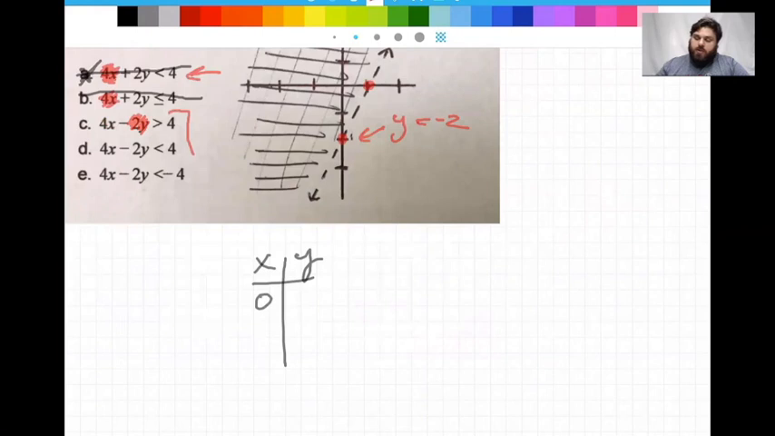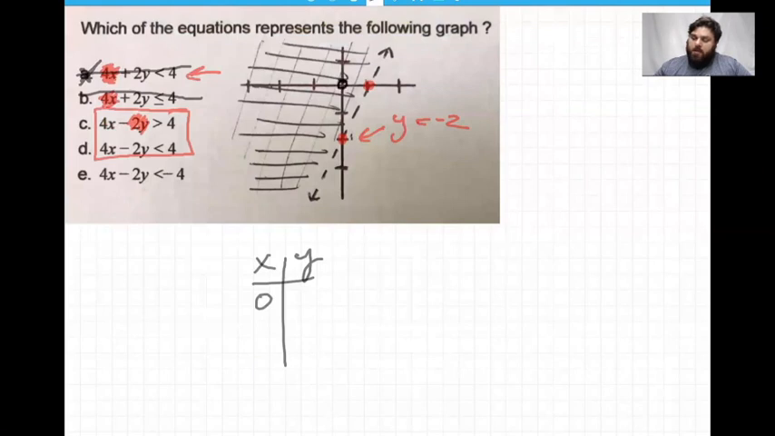But if you notice, there's two different equations that have that. It's just whether it's less than or greater than. So here's where you got to decide which side to shade. Pick a point on either side. Okay, I always like 0, 0. Super duper easy to test.